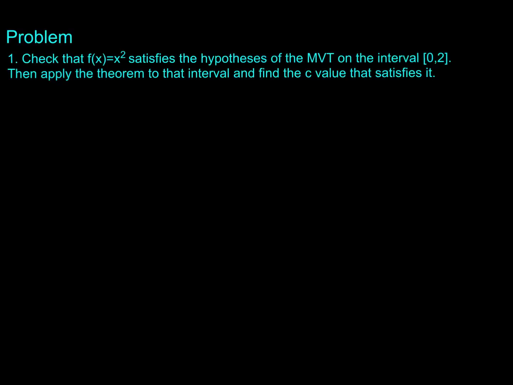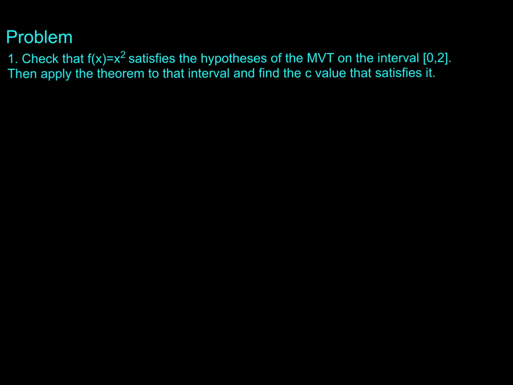So first we want to check the hypotheses. Remember, for the mean value theorem, we need to make sure that the function is continuous on the closed interval from 0 to 2. It's a polynomial, so yes. And we want to make sure that it's differentiable on the open interval from 0 to 2. And since I can take the derivative of a polynomial anywhere, it is differentiable. And so now we look to apply the mean value theorem.